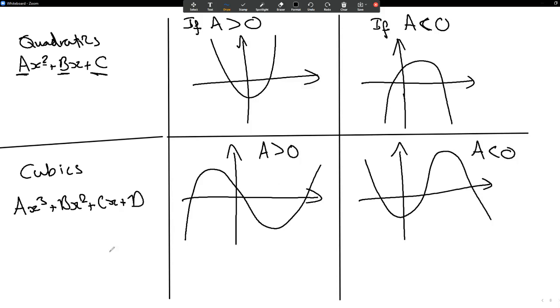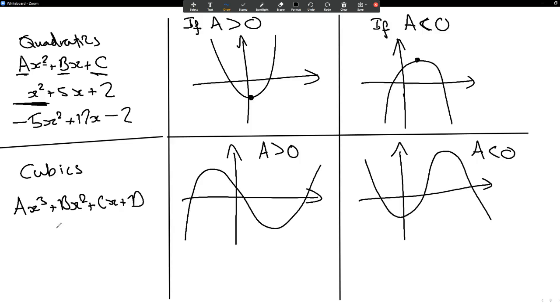So for example, something like x squared plus 5x plus 2 will be positive, so you know it will have a minimum point, not a maximum. But something like minus 5x squared plus 17x minus 2, for example, a is negative, so it'll have a maximum.